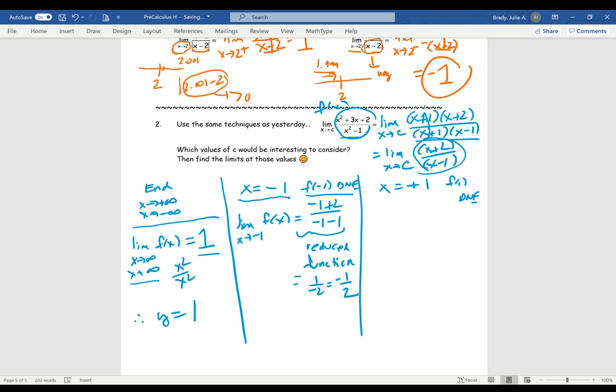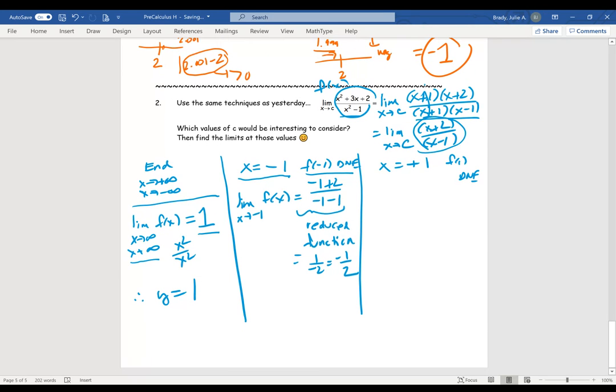Okay, so what does this mean graphically? It means that we've got a removable discontinuity at x equals -1. You think the point (-1, -1/2) is going to be on the graph, but it just isn't there. Okay, now our third thing to look at was +1, and the reduced function does not exist.